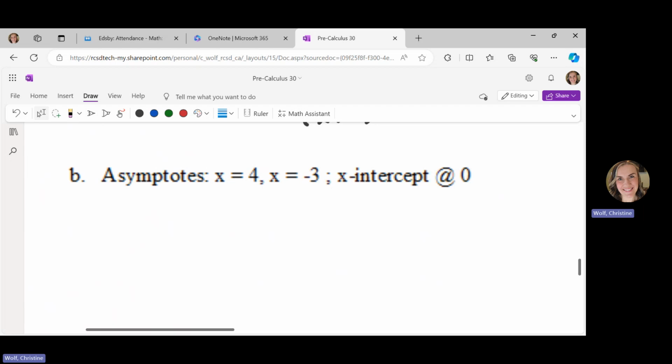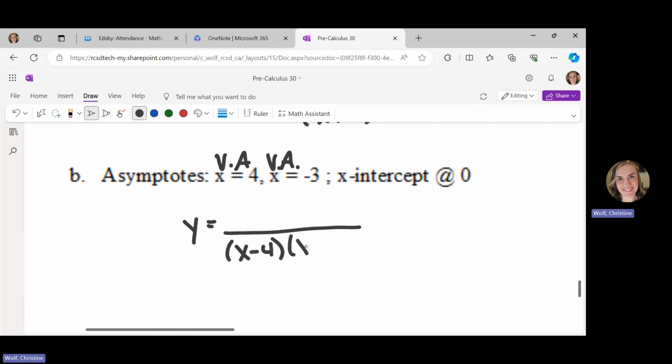Okay, next one. This one, I tell you, you have asymptotes at 4. So that means that's a vertical asymptote. And that means you have 2 of them. You have 2 verticals. Your vertical asymptotes come from your denominator, right? So that means our denominator at one time had an x minus 4 and an x plus 3 in it, because I set both those factors equal to 0. That's how you get your vertical asymptotes. So I've taken care of that piece of information.